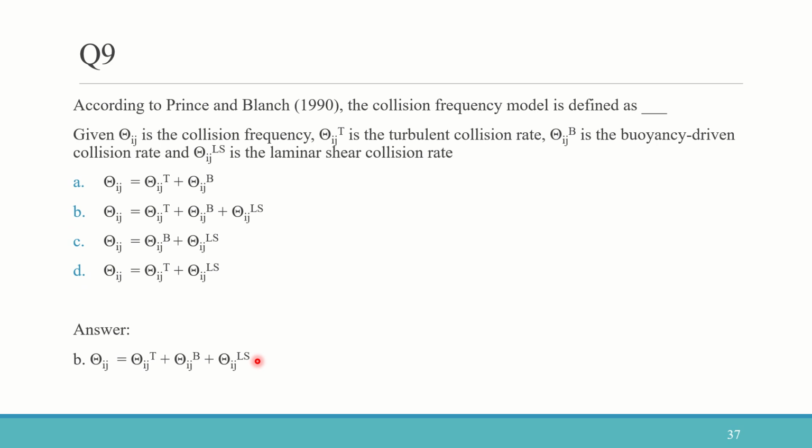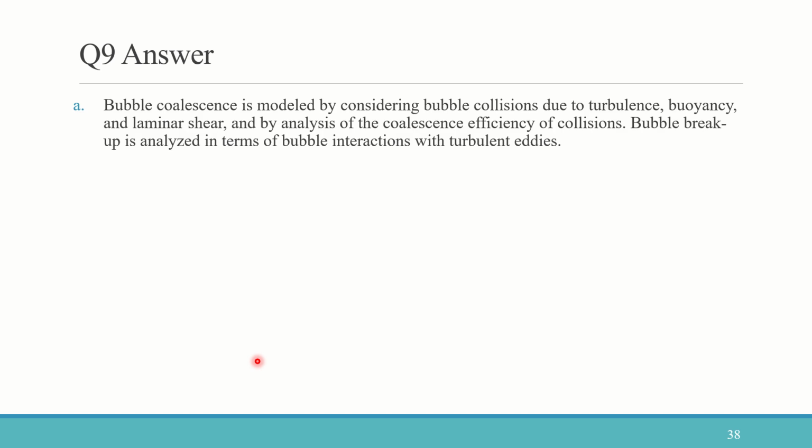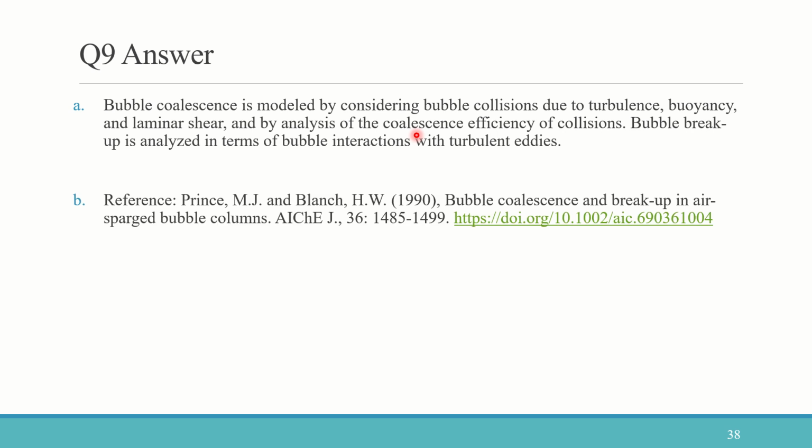Now let us go to the next question. Question 9 answer. Bubble coalescence is modeled by considering bubble collisions due to turbulence, buoyancy and laminar shear, and by analysis of the coalescence efficiency of collisions. Bubble breakup is analyzed in terms of bubble interaction with turbulent eddies. So this is the Prince and Blanche 1990 model, and I have given you the DOI also. You can go and check their papers also if you are very much interested.